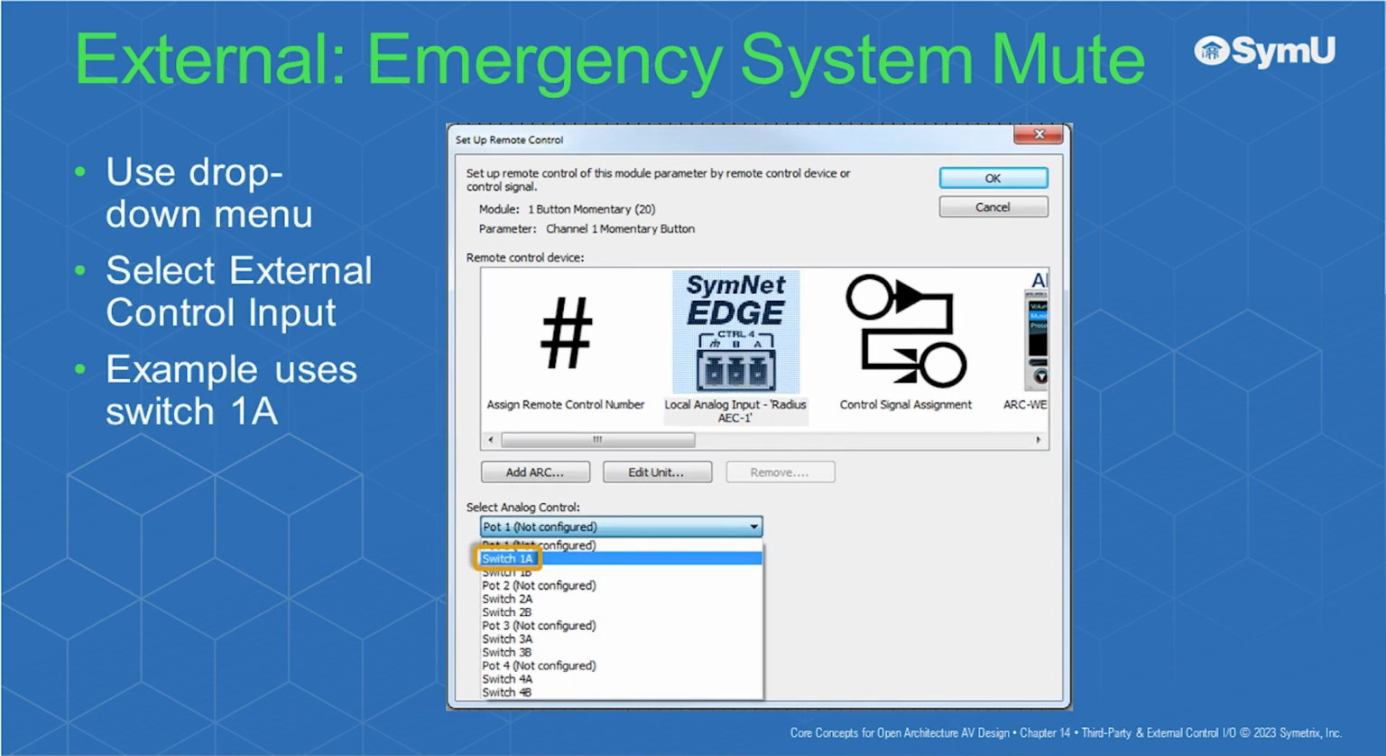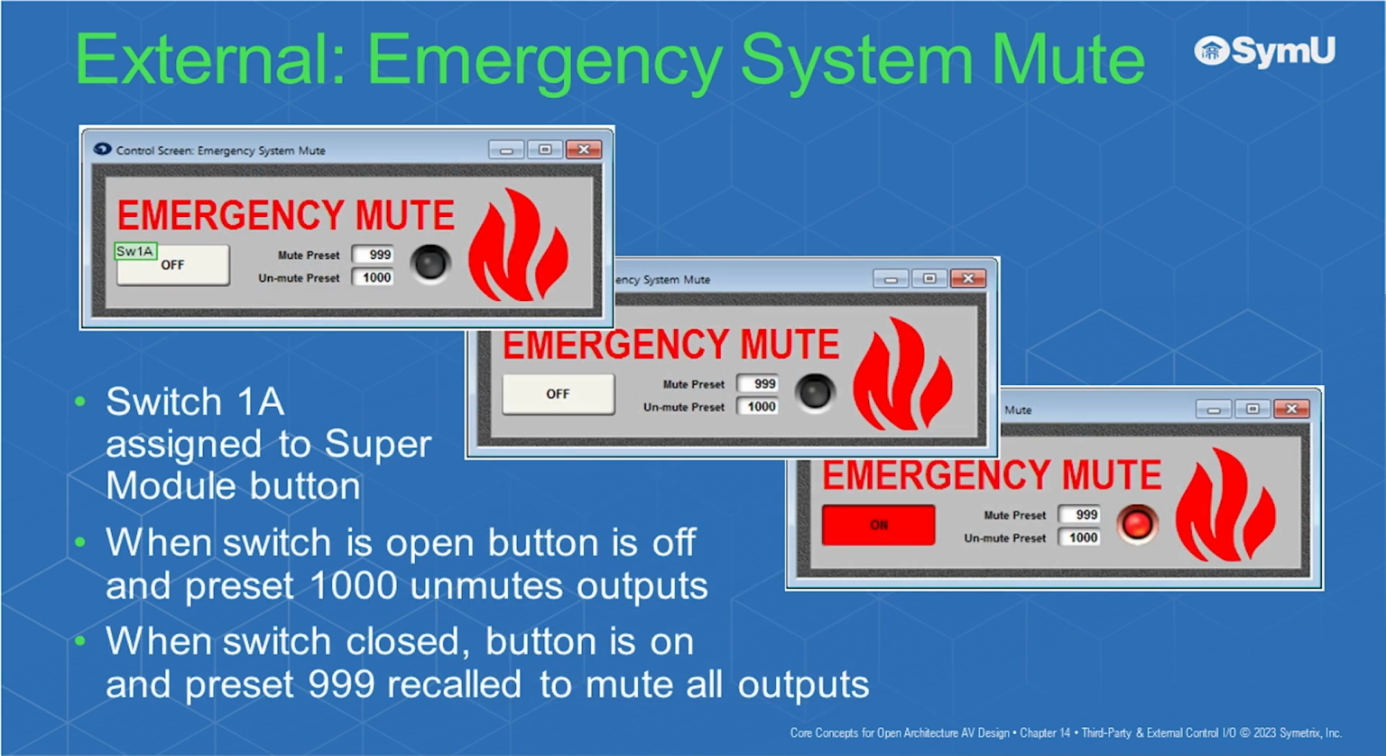Then use the drop-down menu to select the external control input. This example uses switch 1A. Click OK, switch 1A is now assigned to the button of the supermodule. When the switch is open, the button is off and preset 1000 unmutes the outputs. When the switch is closed, the button is on and preset 999 is recalled to mute all the outputs.